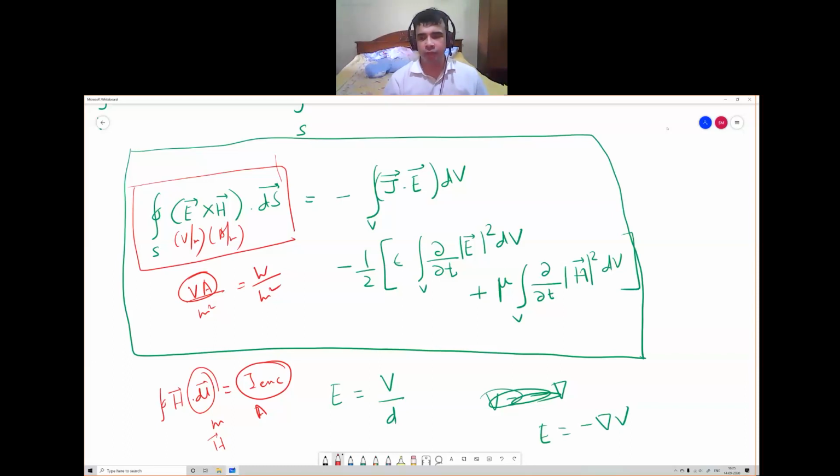It is positive, right? Because ds is pointing what? Inside or outside? Yes, E and H are outside from the surface. So E cross H should be outside. So this is the power leaving the surface.